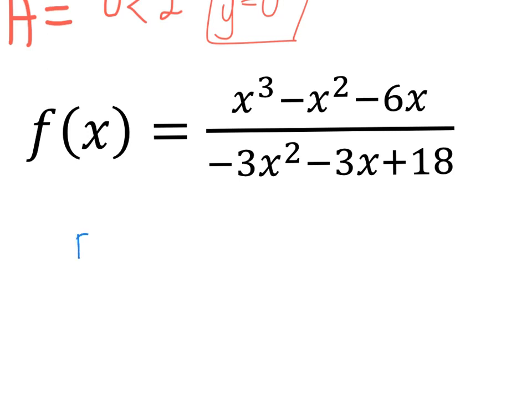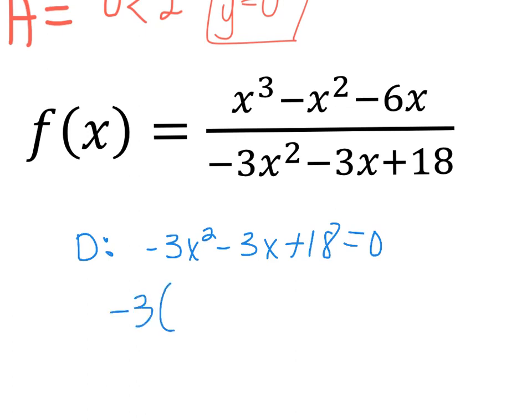Okay, this looks a little hairy. No worries. First thing I'm going to find is domain. How do I find the domain? Denominator equal to 0. Good. So I have negative 3x squared minus 3x plus 18 equals 0. GCF. Negative 3. I'm glad you said that. Negative 3. So all of my signs are going to change.